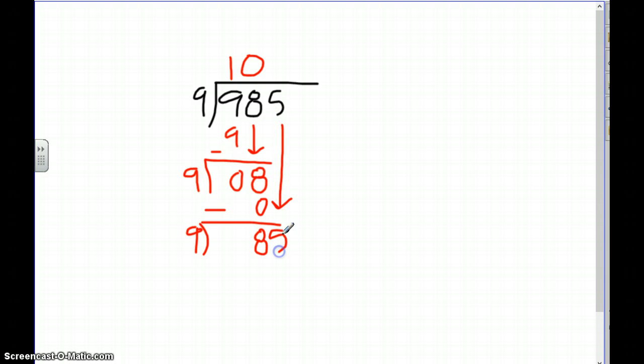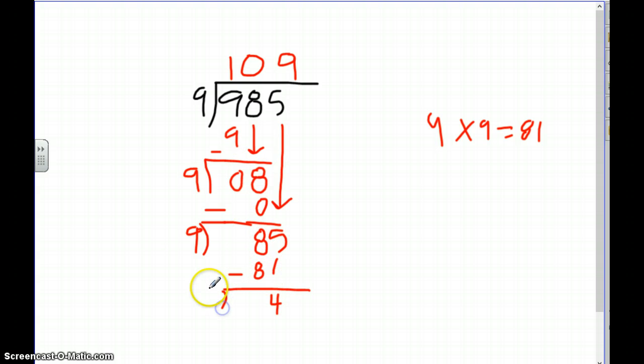So now we have 85 ones. And we know that we can break 85 ones into the 9 groups because we know that 9 times 9 is 81. So 81 can go into 85 9 times. So we just did the division step. Now we need to multiply like always. 9 times 9 is 81. After we multiply, we subtract. 85 minus 81 is 4.